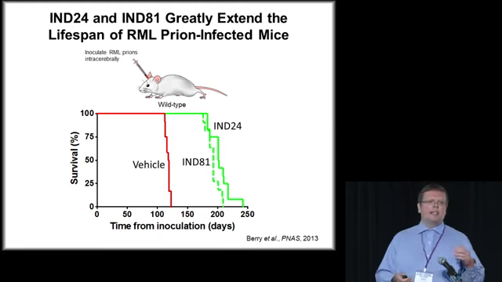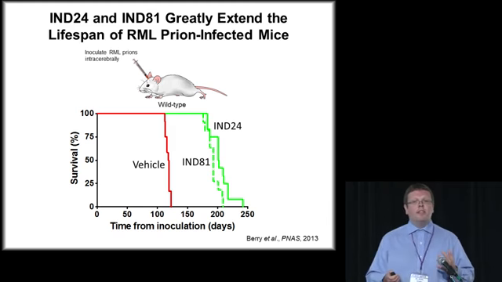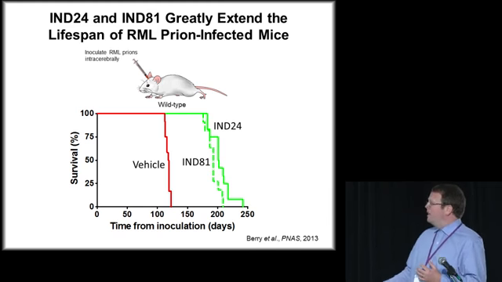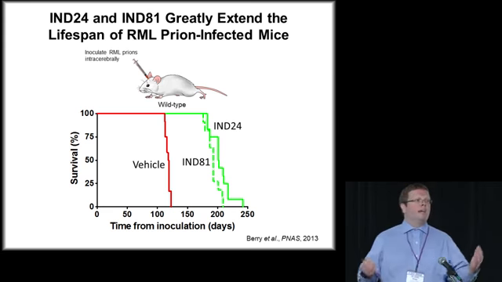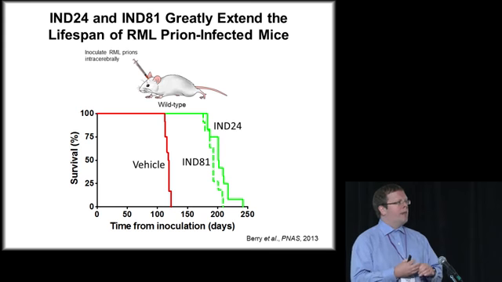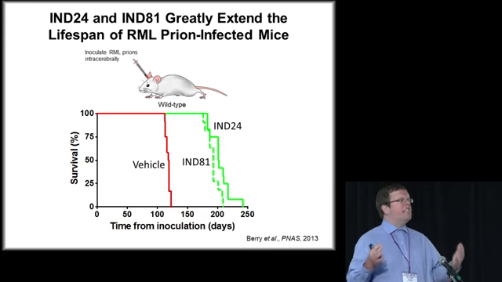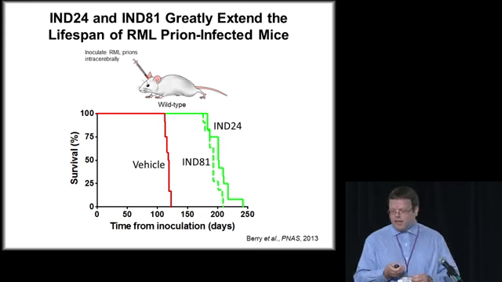When we tested these compounds in mice infected with the same strain of mouse prions, we found that they significantly extended the lifespan of the mice, which was great. This was essentially doubling the lifespan of prion-infected mice. When you extrapolate the lifespan of a mouse to that of a human, that could mean many years of survival extension. So this was very exciting, and we were very keen on this.